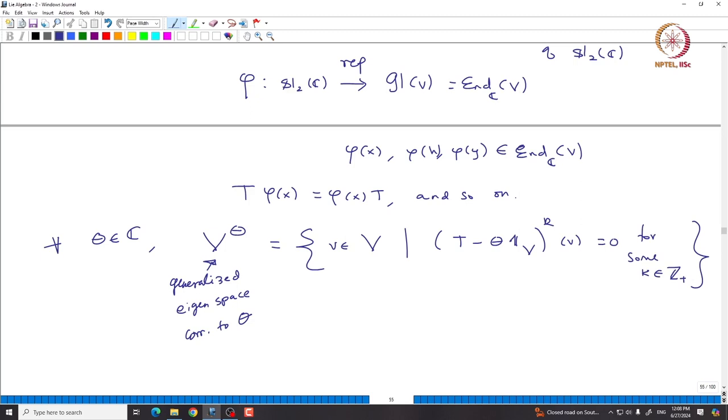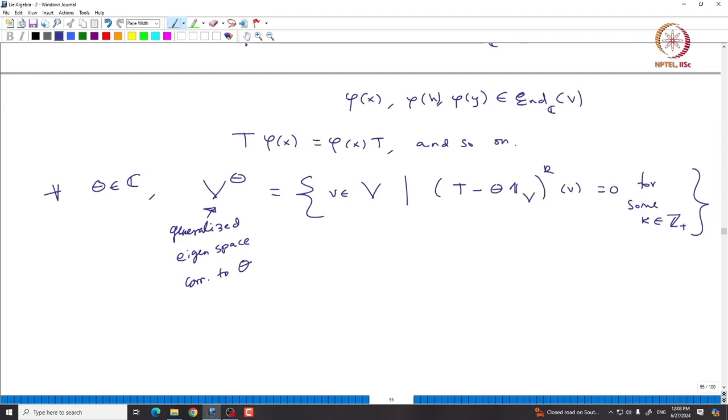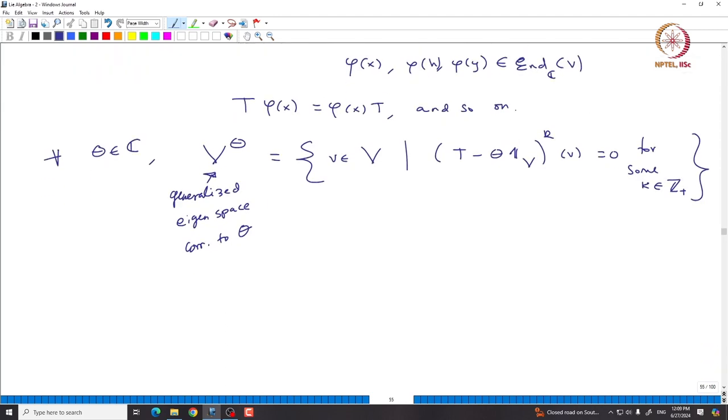So note that from the general theory of linear algebra or linear operators, you know that there is some unique number for which all of this will be killed, at least on this V theta, because T minus theta identity is going to be a nilpotent operator when you restrict it to V theta. So obviously T minus theta identity to the power dimension of V theta will be 0, that is what the general theory says. But anyway, this is good enough for our definition.